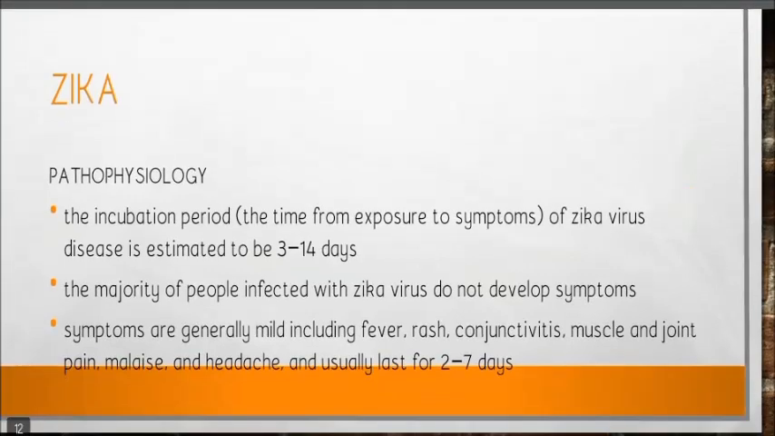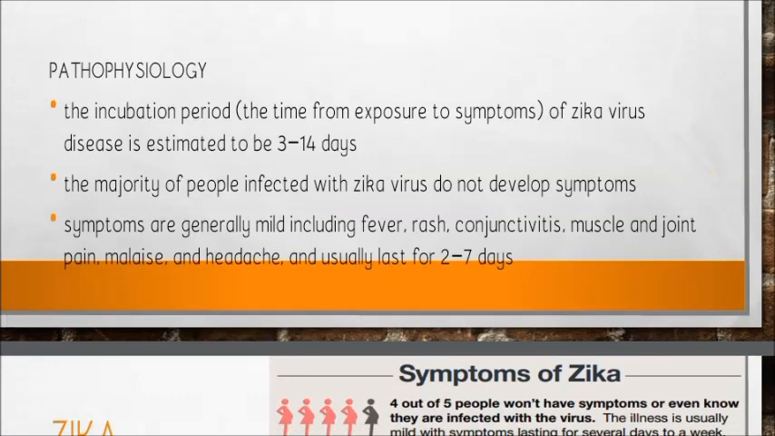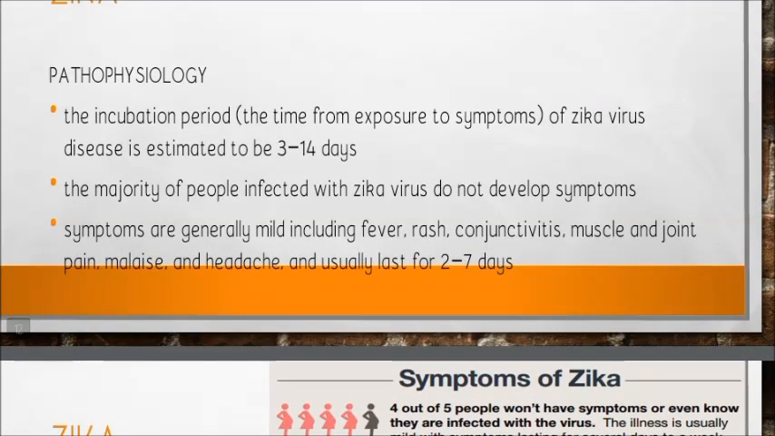The incubation period, meaning the time from exposure to symptoms of Zika virus, is estimated to be 3 to 14 days. The majority of people infected by Zika virus are asymptomatic. They don't feel any symptoms or even know they are infected with the virus. The symptoms are generally mild, including fever, rash, conjunctivitis or red eye, muscle and joint pain, malaise, and headache, and last for 2 to 7 days.